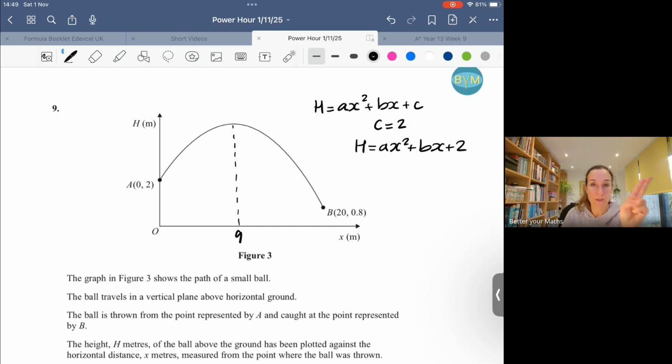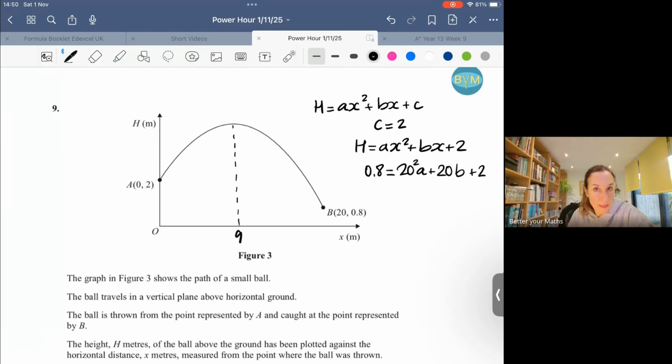So I need 2 equations. One is coming from substituting this point. If this point is in the quadratic, substituting must satisfy the equation. So I have one equation that is 0.8 is 20 squared times A plus 20 times B plus 2.